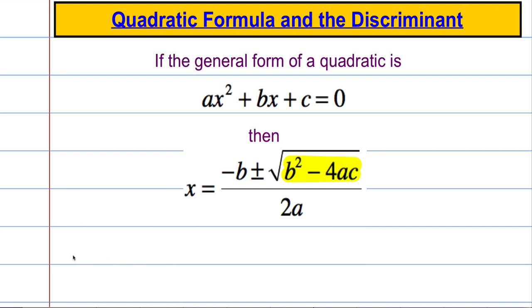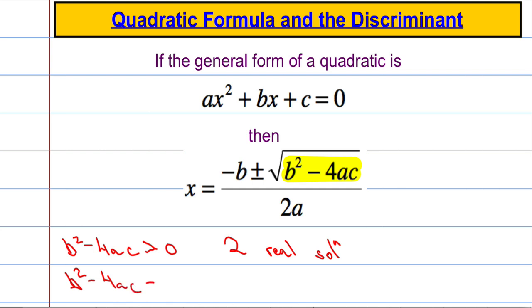And what we find is if b squared minus 4ac is greater than 0, then we're going to have two solutions, because when we work out the formula, we're going to have to add this answer, and we're going to have to take it away. So we get two different solutions. Two real solutions.